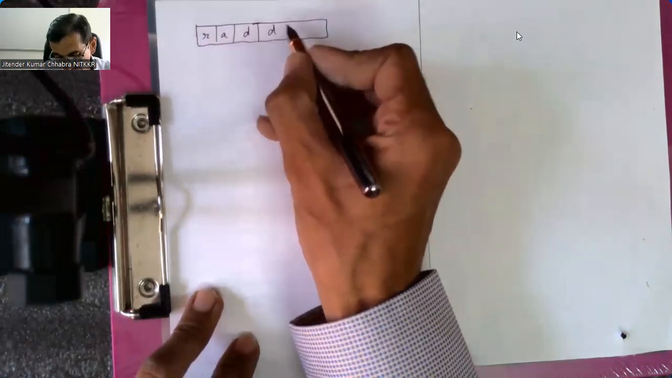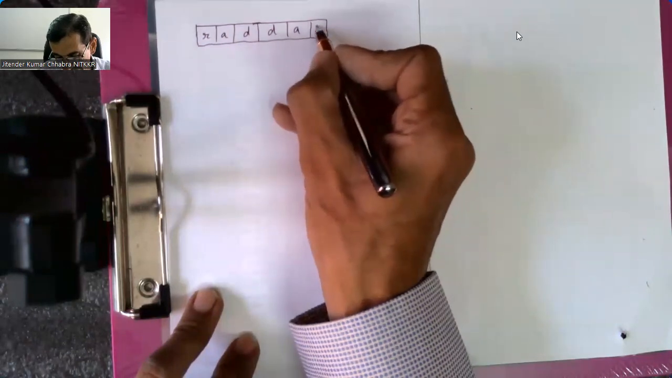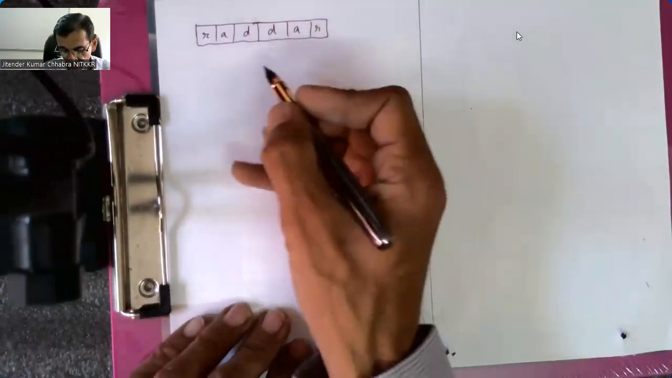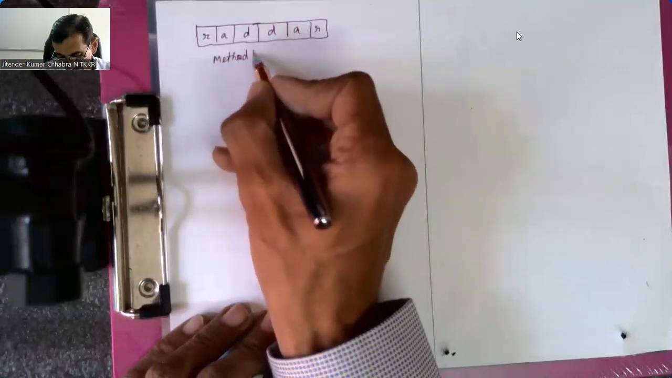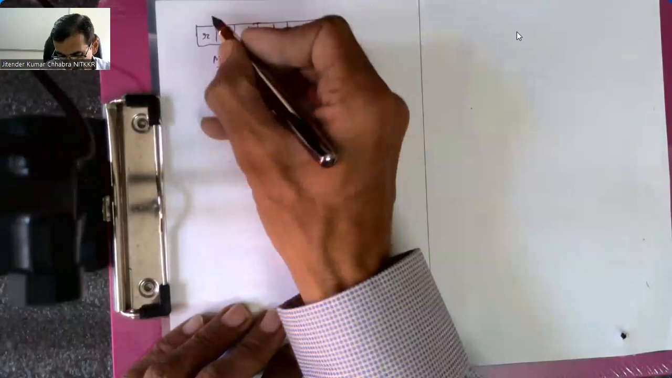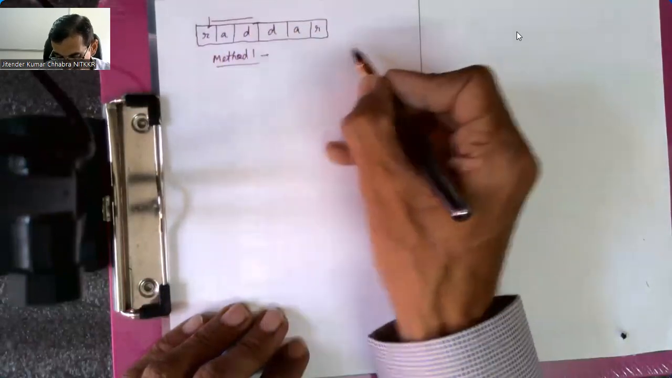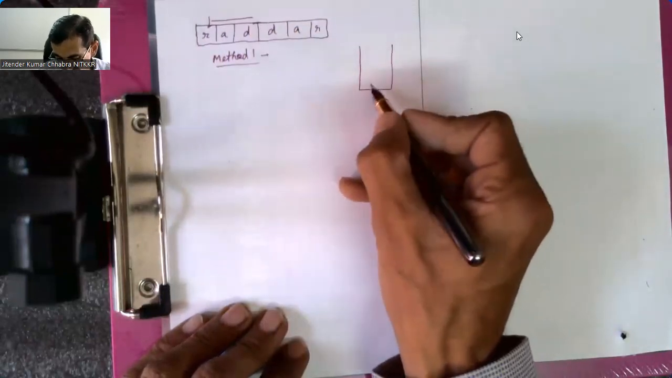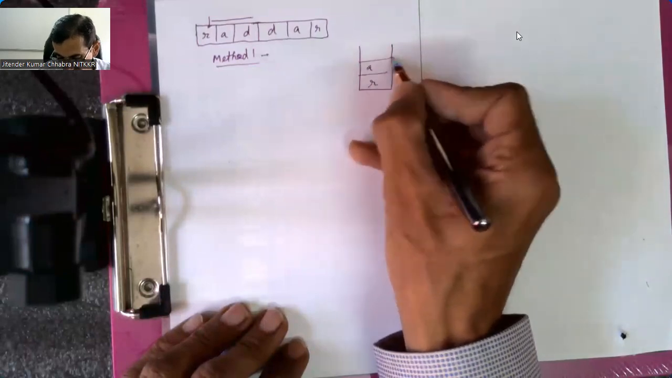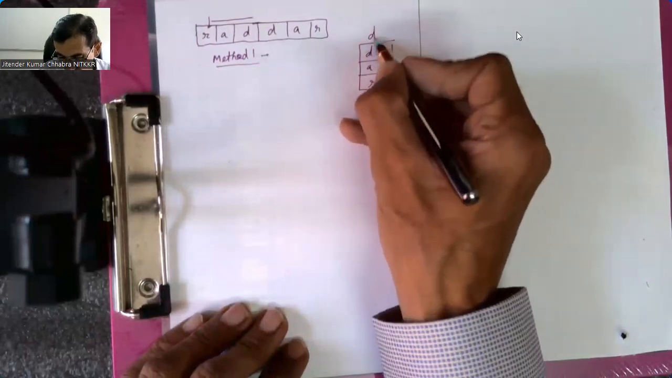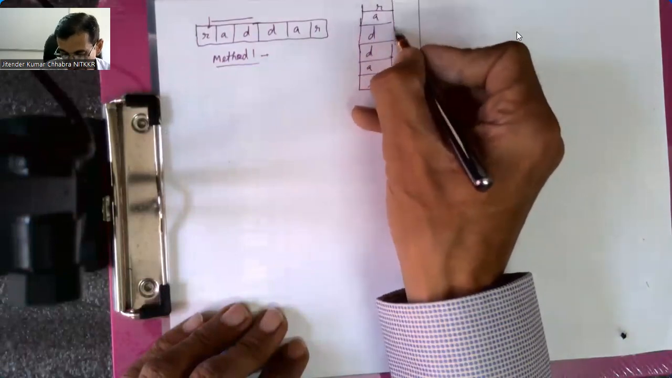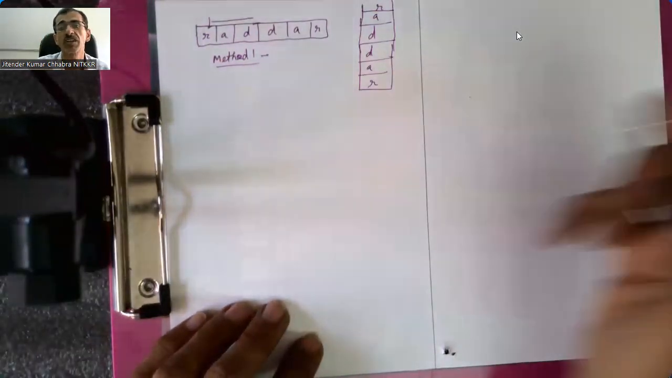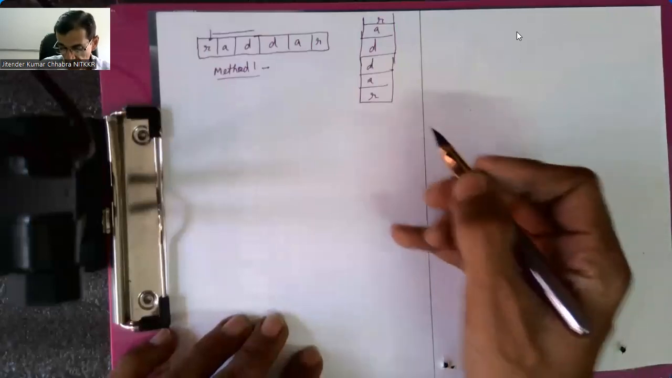So I said one way of doing this could have been, let's say I have some string like this. Method one: you keep on pushing in this order. You have a stack, you push R, then you push A, then you push A, D, then you push D again, you push the whole string. Everything is pushed.